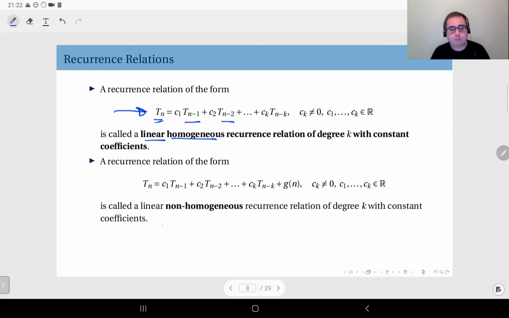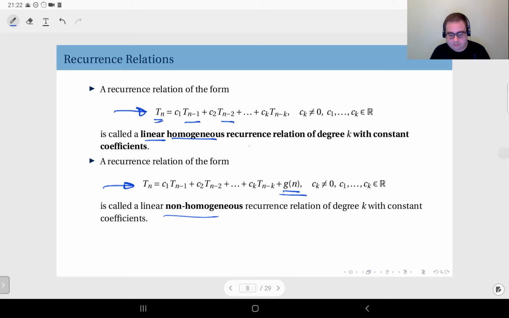And below, we have the non-homogeneous version. When you look at this, you have another term here, g of n. It's not a function of T, but it's a function of n in general. Therefore, the one below is a non-homogeneous recurrence relation. Of course, it needs to be a function of n and not Tn's, because if it's a function of Tn, then it wouldn't be a linear recurrence relation.